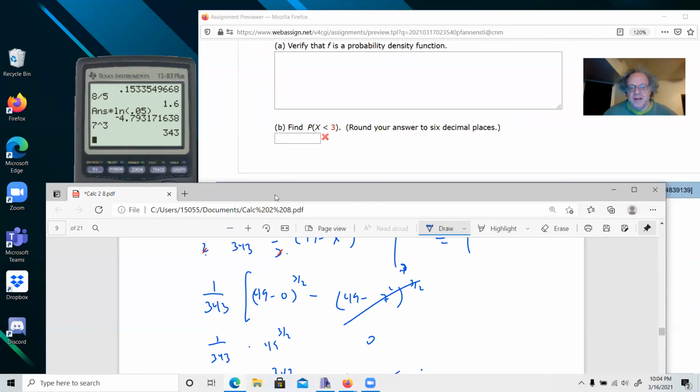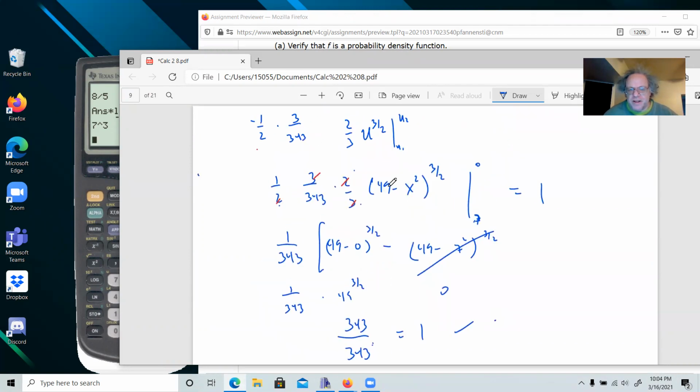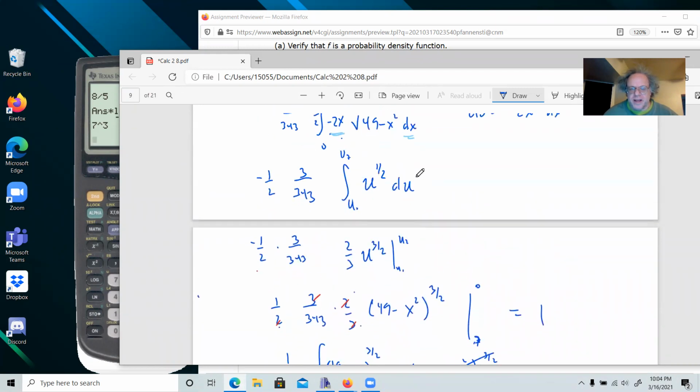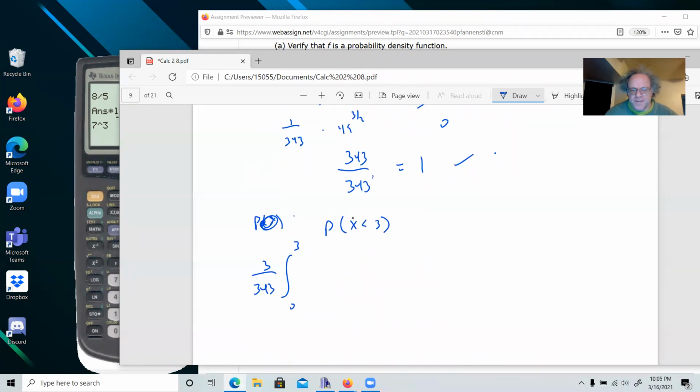Oh, good, we only have a part B. Find the probability x is less than 3. So we want P of x less than 3. My integral is going to go from 0 to 3. We have a 3 over 343 out here. What else did we have? Let me set this up. We had an x, square root of 49 minus x squared.